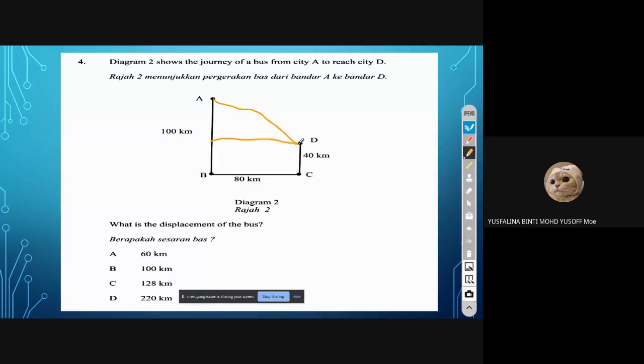Next, you draw a triangle. This is 80, so this one also must be 80. But for this one, the height here, 100 minus 40 is 60. Then you use the Pythagoras theorem, so this one should be 100. So the answer should be B. Alright, next question.